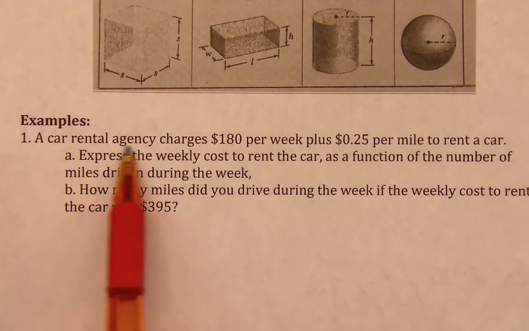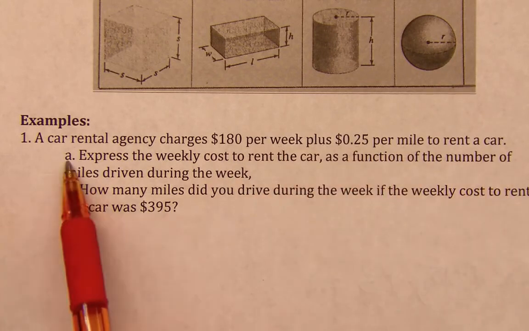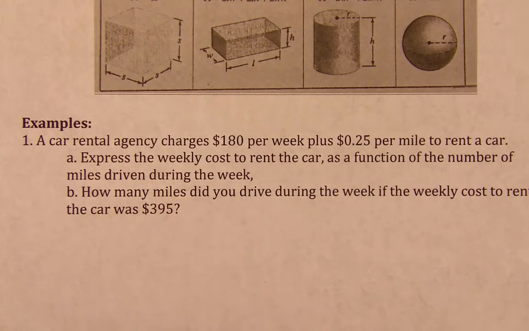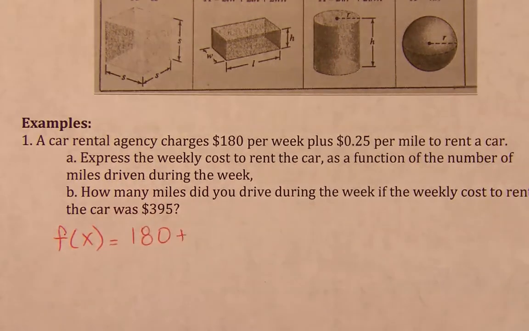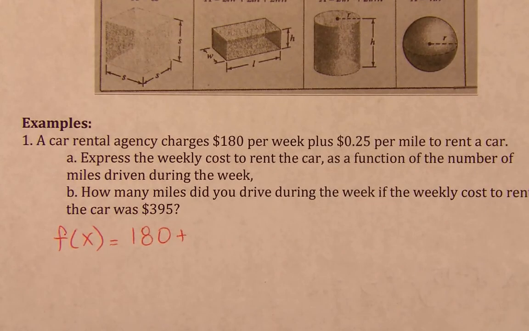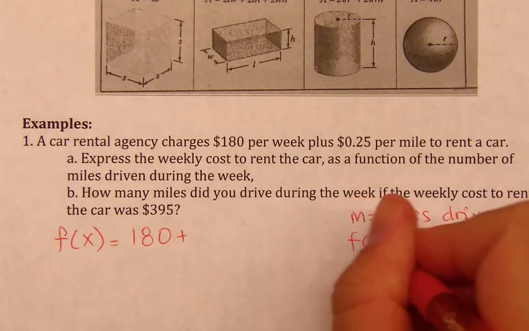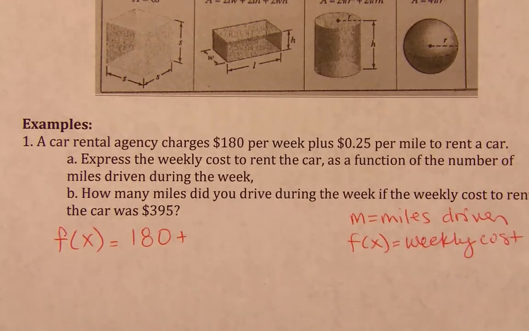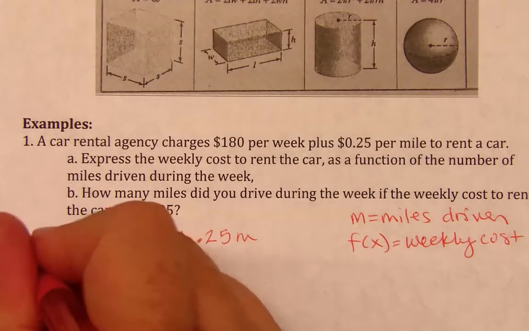So the first example, it says a car rental agency charges $180 per week plus 25 cents per mile to rent a car. Part A says, express the weekly cost to rent a car as a function of the number of miles driven during the week. So for 1 week, it would cost, if we're writing a function, let's use function notation, $180 per week, so 180 plus 25 cents per mile. Now, I need to define a variable here, so I'm going to let m equal miles driven. And f of x represents the weekly cost. So, we have 180 for the week plus 25 cents per mile. And that's our function for part A.